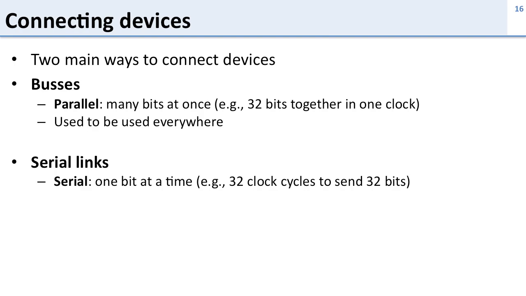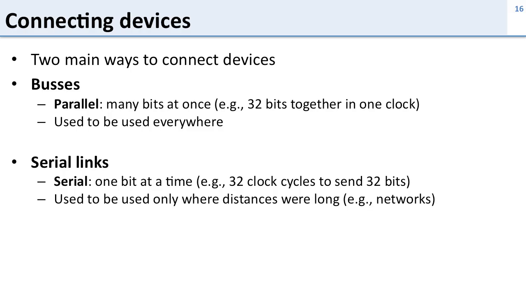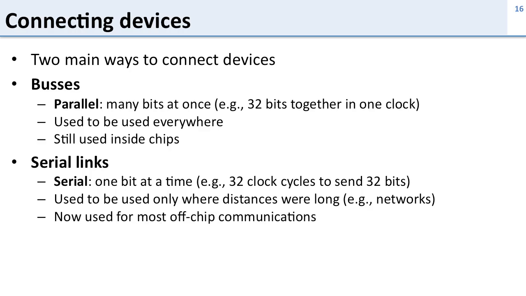Buses used to be everywhere. In fact, until about 10 years ago, everything was designed with buses. Links used to only be used where distances were long. So networks used serial links because they were long distances. But what we're seeing today is that while buses are still used inside chips, serial links are now used for almost everything else. And we're going to discuss why serial links are better than buses today and how this is changing in the future.